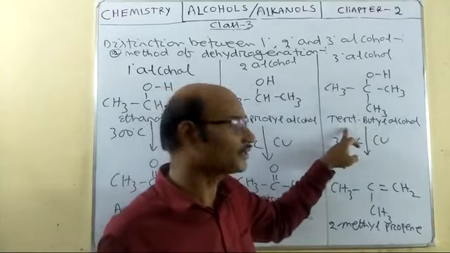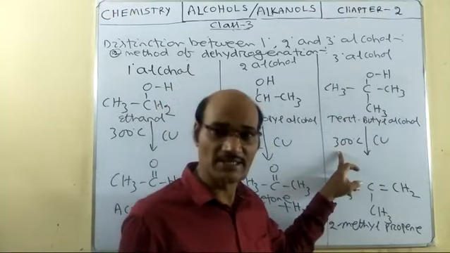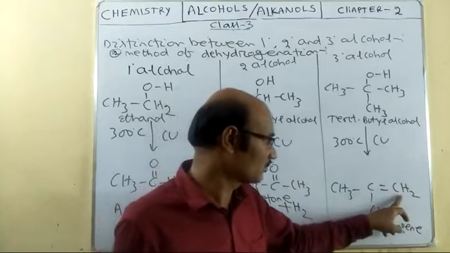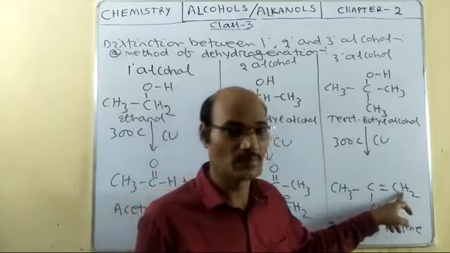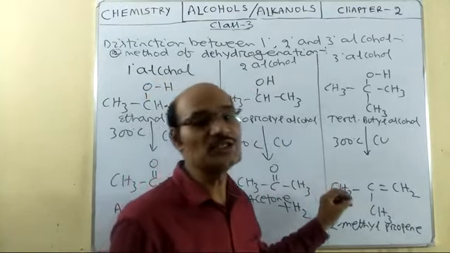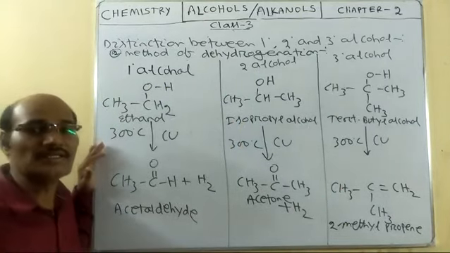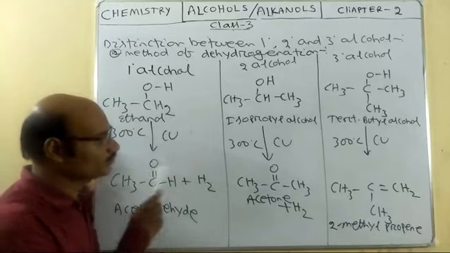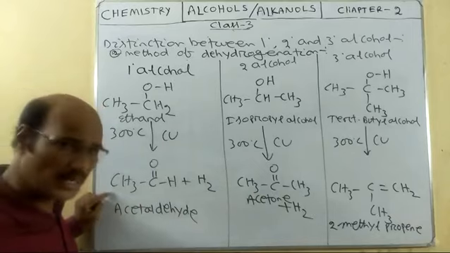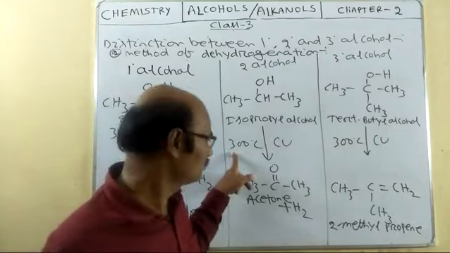(CH3)3COH, tertiary butyl alcohol, when heated with copper at 300 centigrade, then we will get what? (CH3)2C=CH2. That is your alkene. So in case of tertiary alcohol, the alkene is formed. So what you can say? Primary alcohol on dehydrogenation, removal of H2 molecule, will get what?